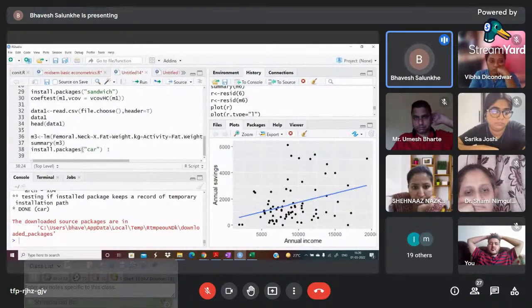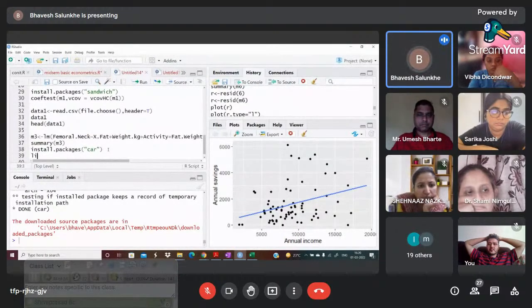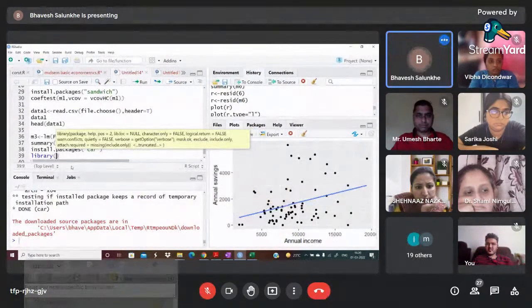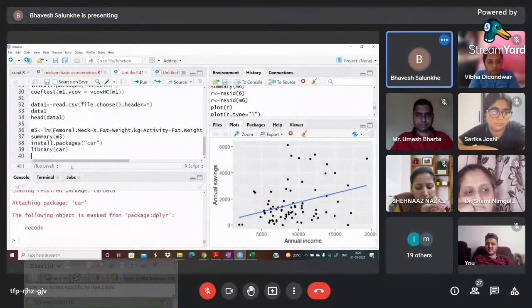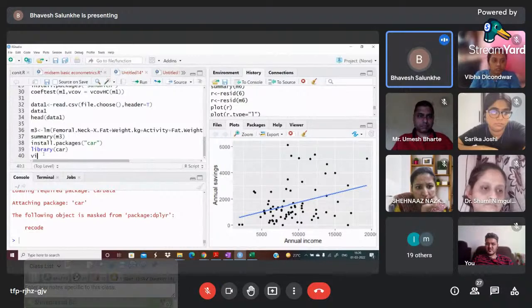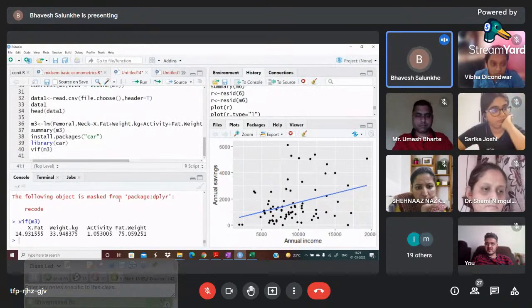So my package is now downloaded. I load that package by putting library(car). Okay. That package is being loaded. Now there is a command called vif. It is not capital, it is small. Inside the bracket, which model do we want to test for multicollinearity? m3. If you do this, the output is given.